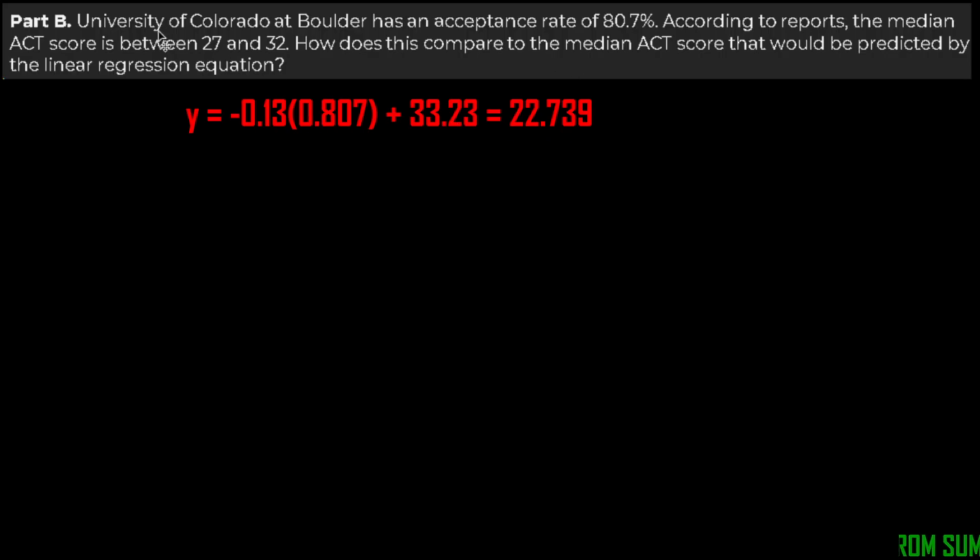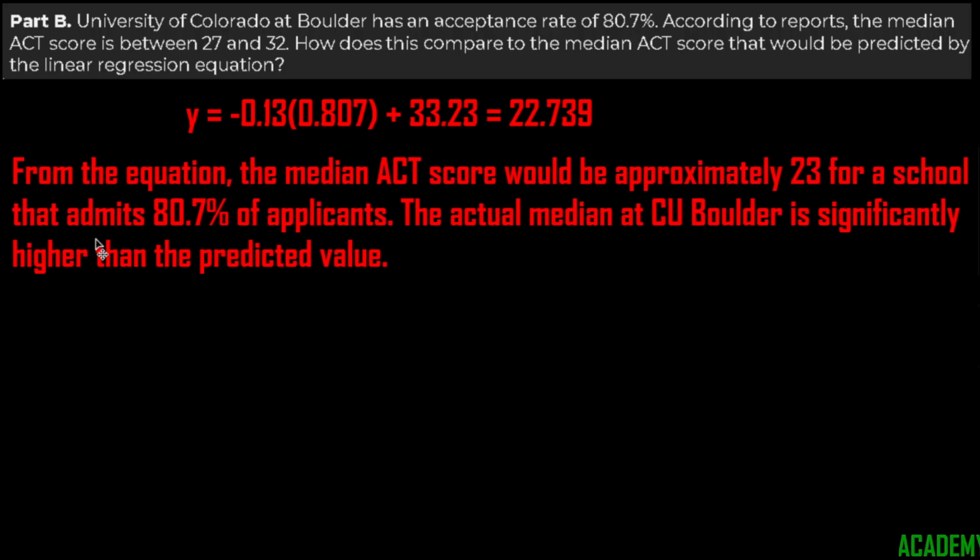And so we're comparing it to those median scores. Once we get that value, we can say from the equation, the median ACT score would be approximately 23 for a school that admits 80.7% of applicants. So we rounded there to get an approximate score. It says the actual median at CU Boulder is significantly higher than the predicted value.